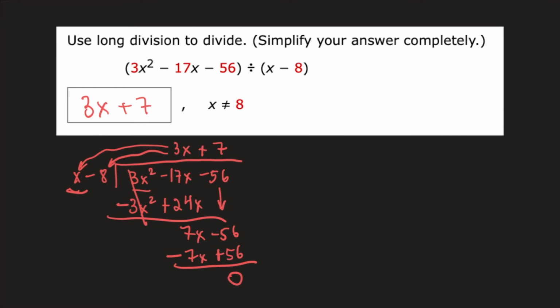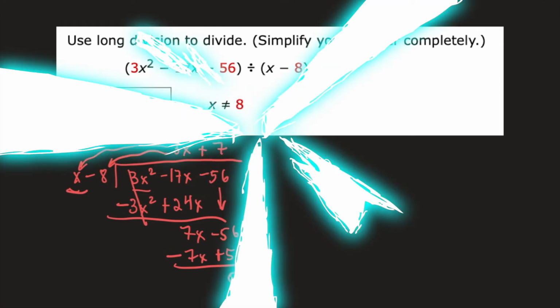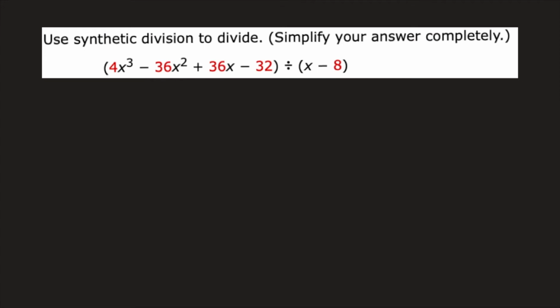One easy way to check your answer is using synthetic division, which we will do in the next example. Synthetic division very often is a much quicker way to divide two polynomials. First thing you have to do is list all the coefficients: 4, negative 36, positive 36, and negative 32. Making sure that all of the coefficients are accounted for. I'm going to divide them by 8 because x minus 8 equals 0. You add 8 to both sides, x is equal to 8.